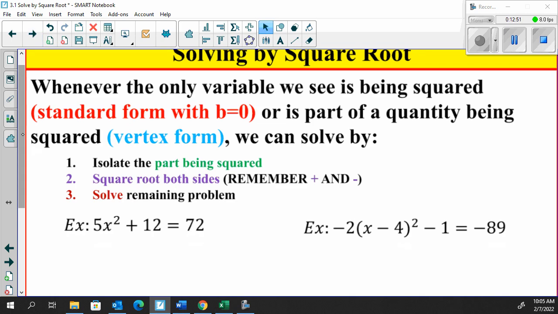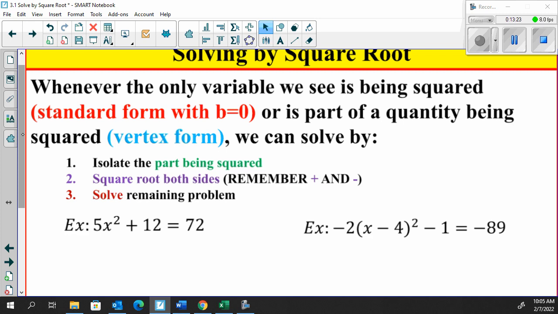All right? So again, you don't have to write all this down. It says whenever the only variable we see is being squared, or as part of a quantity being squared, we can solve by taking a square root. So basically what that means is if there's only one x and it's getting squared, then we can use this method. Like in this example, there's only one x. In this example, there's only one x. If there's more than one x, this isn't going to work. But if there's one x, we can do this.